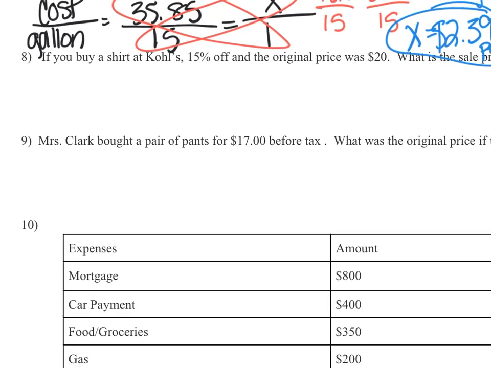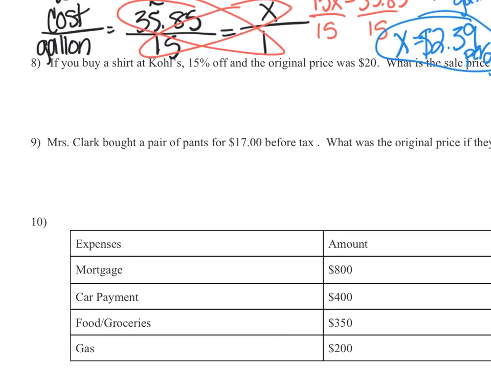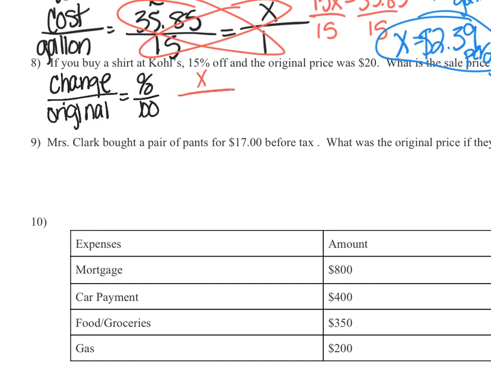So on number 8, it's asking if you buy a shirt at Kohl's for 15% off and the original price was $20, what is the sale price? So when I do this, I'm going to do percent of change, which is my change over original, equals percent over 100. So they're asking what the change was. So we don't know what that is. And my original price was $20. My percent of change is 15, and it's going to be over 100.